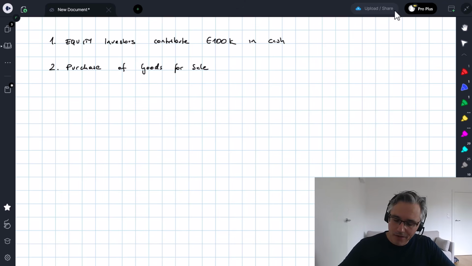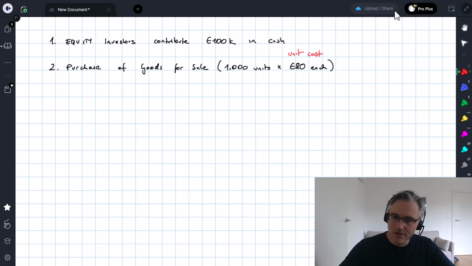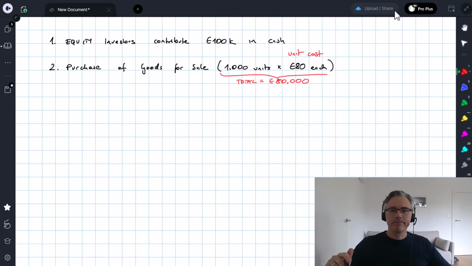Now, what I propose is that the purchase is for 1,000 units of some specific product, and the unit cost at which the purchase is made is going to be 80 euros per unit. So this is our unit cost essentially. Okay, now the total here, 1,000 units times 80 euros each, comes in at 80,000 euros, of course.